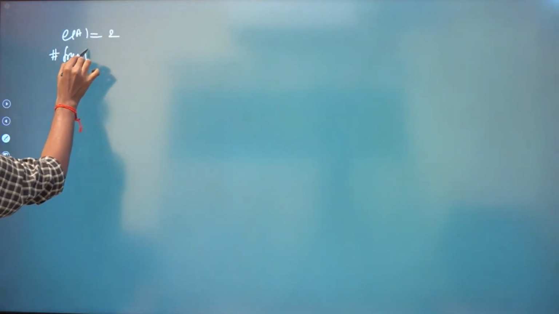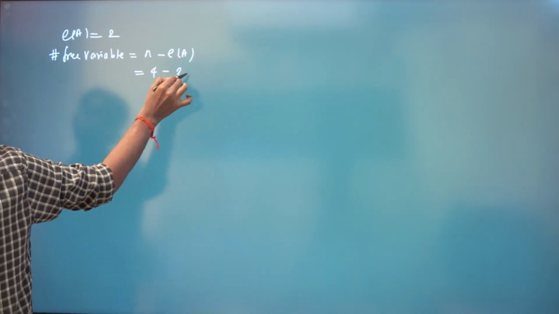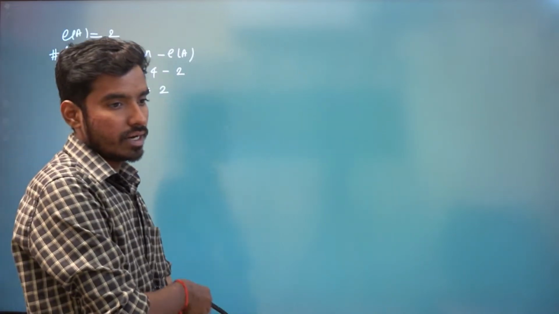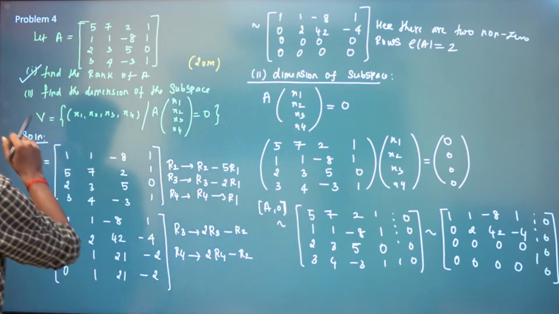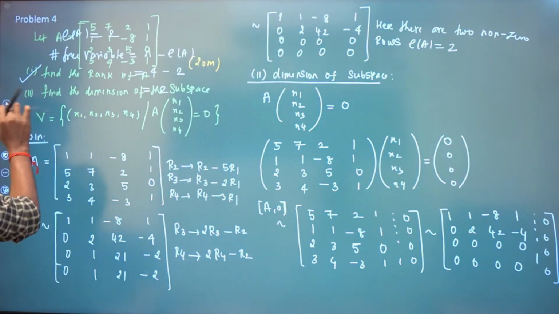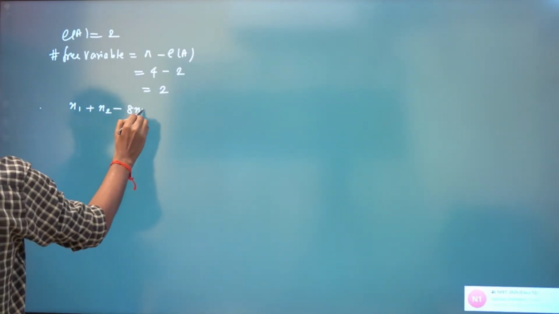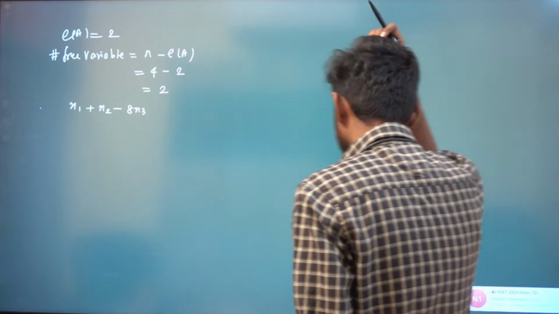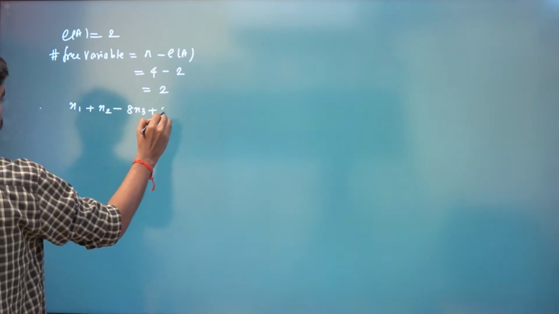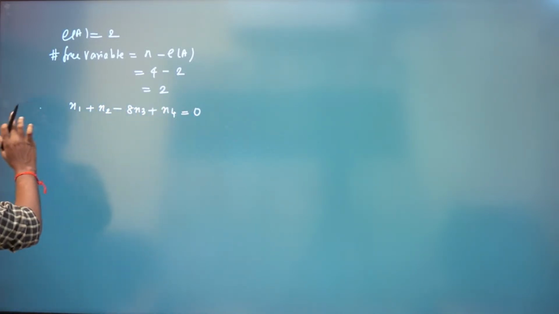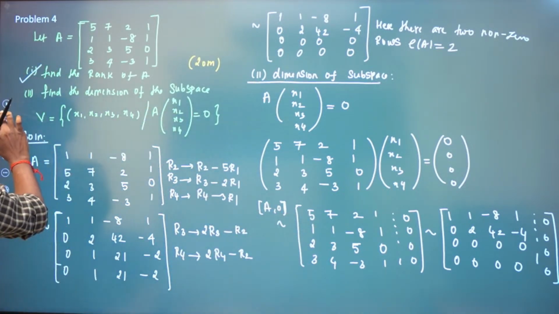That means the number of free variables is n minus rank of A. So n is 4, rank is 2, so we have two free variables. And what are the equations we have? x1 plus x2 minus 8x3 plus x4 is equal to 0. And then the second equation is 2x2 plus 42x3 minus 4x4.